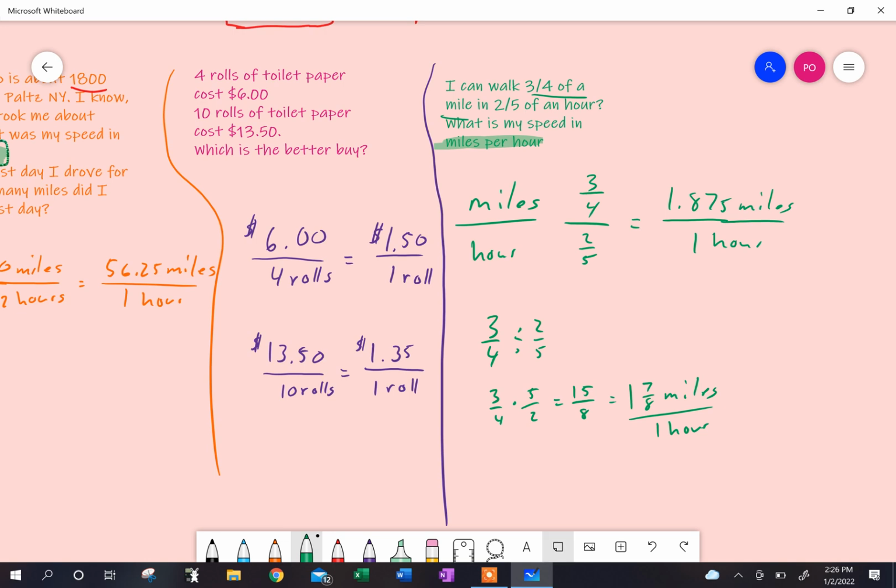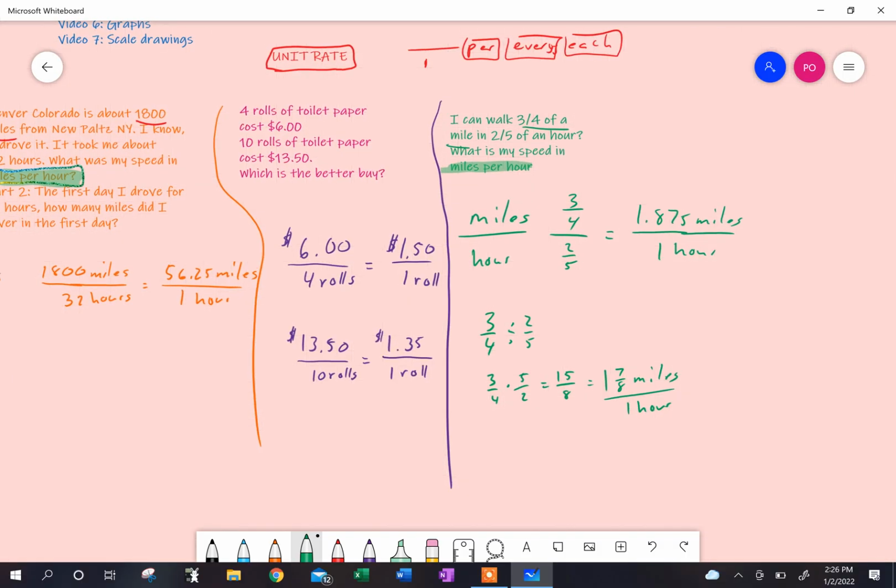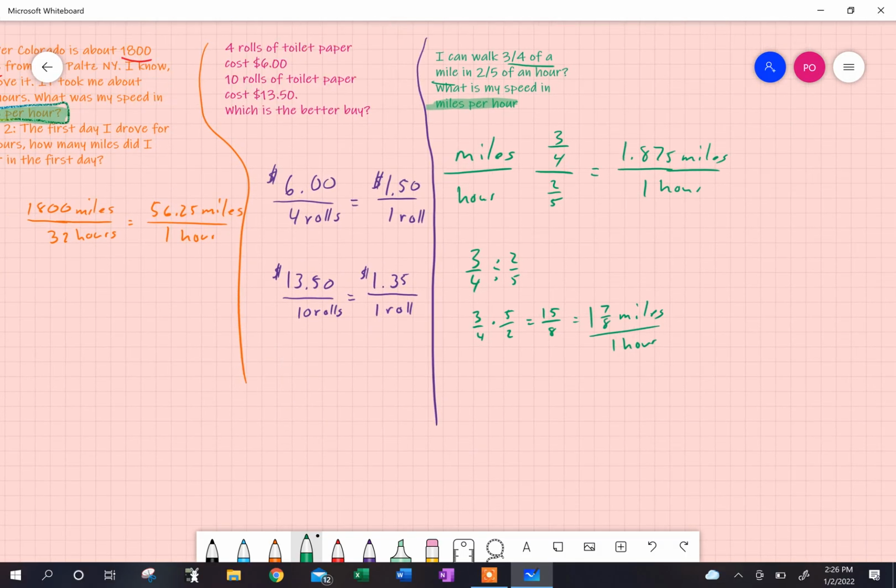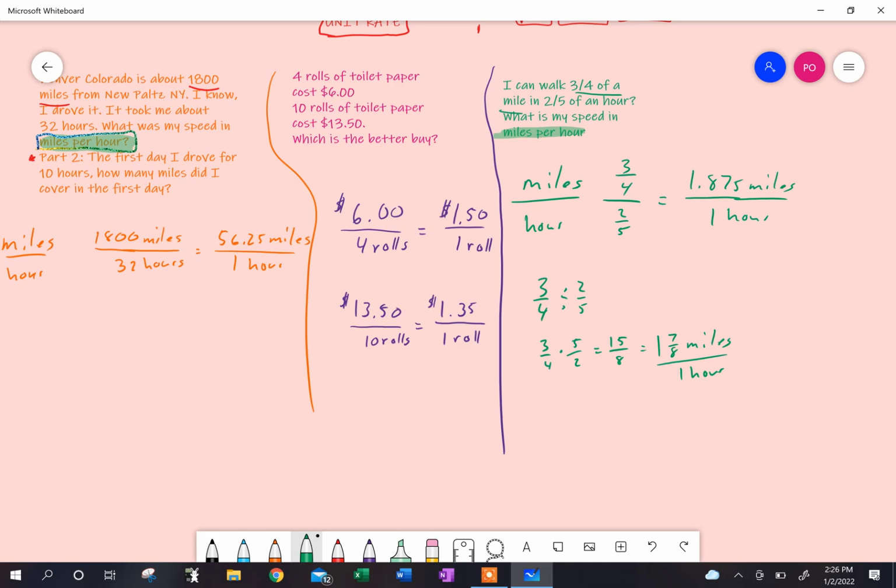And I hope that helps. Unit rate is super useful, super important, especially for like my second example. Don't let the third example in green freak you out. You're just dividing fractions, all right?